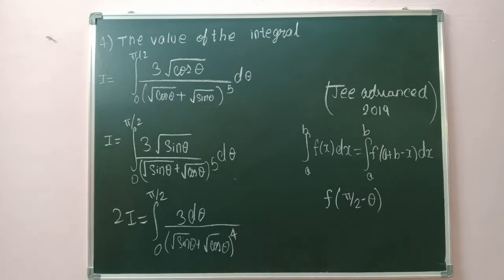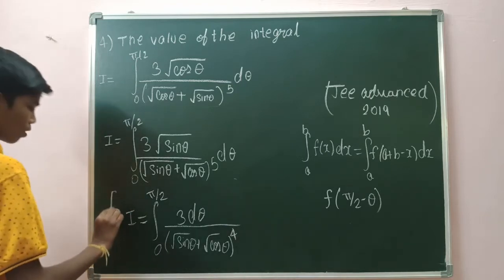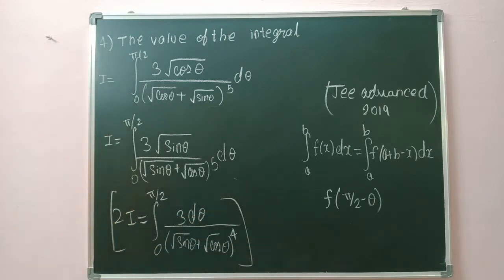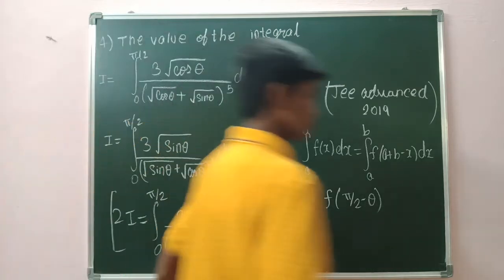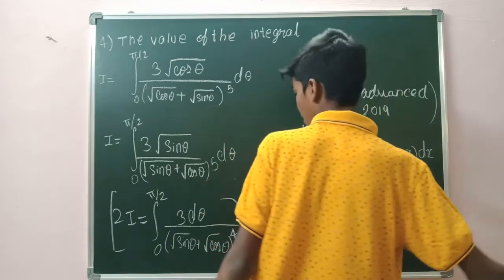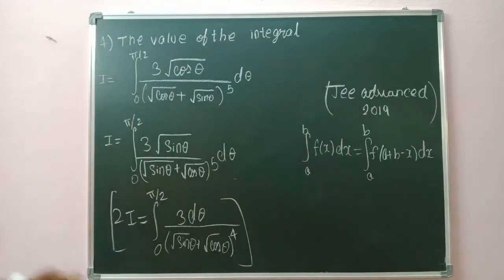So now, this is the sort of integral I got. This is your 2y, equal to the integral of 3 dθ divided by (√sinθ + √cosθ) whole power 4, from 0 to π/2. Now what I'm going to do here is divide by cosθ on both numerator and denominator.